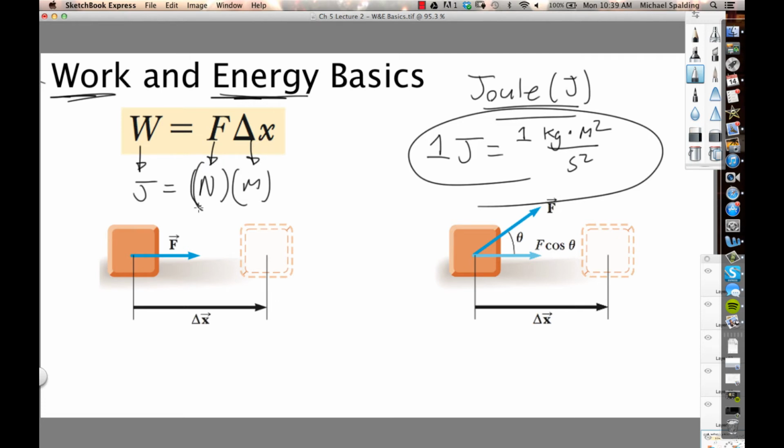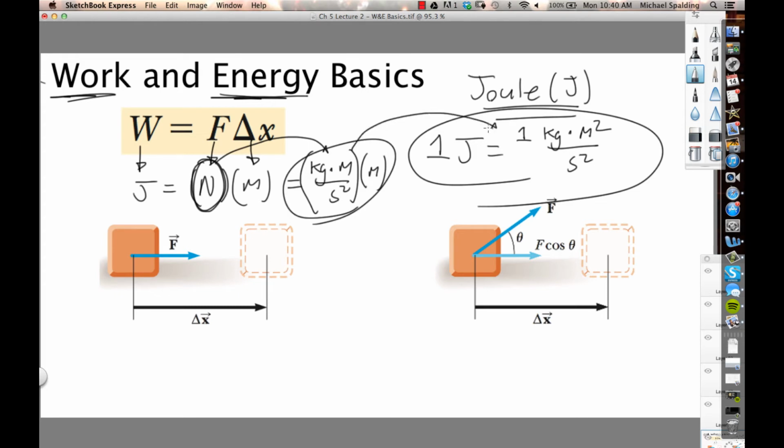But what is a Newton? A Newton is a kilogram meter per second squared, right? So that's what a Newton is, and then times a meter. What does that give us? That gives us a joule.